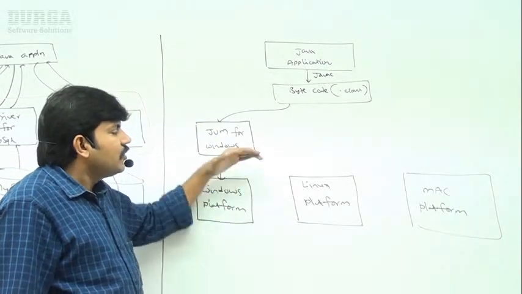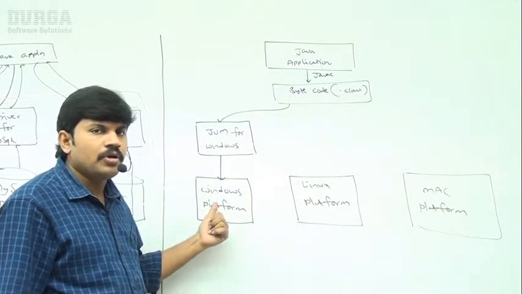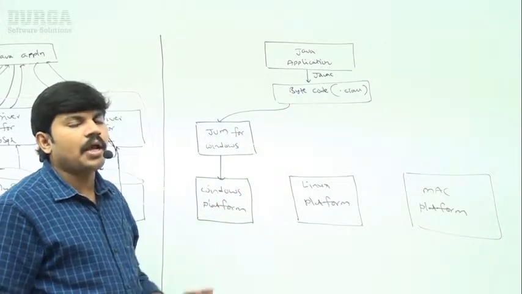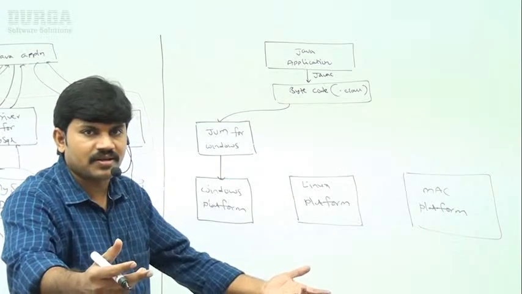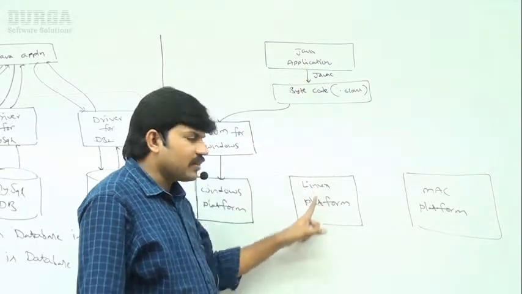The JVM converts platform independent bytecode into Windows specific code. The Windows platform can understand that, happily execute it, and provide the required result. Same way, I want to run this Java application on the Linux platform.